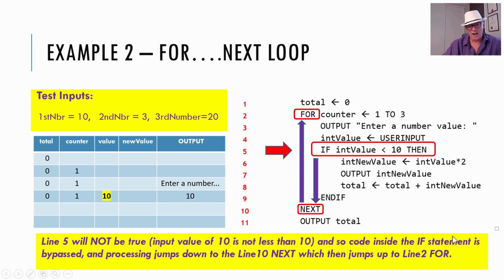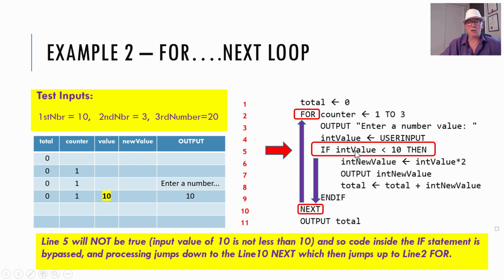Line 5 now gets interesting because we've got an if statement here. We need to check at line 5, is int value less than 10? If so, we're going to do some stuff here that's all pushed in and indented, these 3 things. But if it's not less than 10, all that stuff will get ignored and it'll just jump down and finish and go to next.